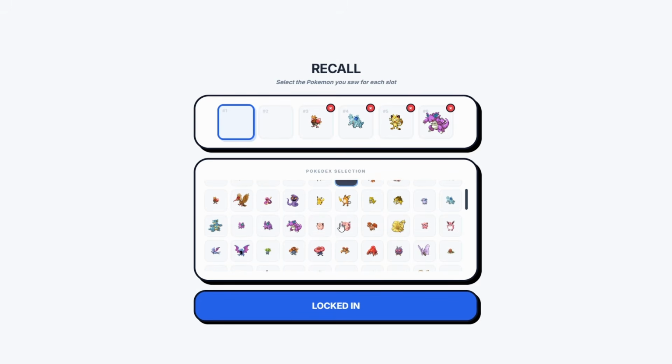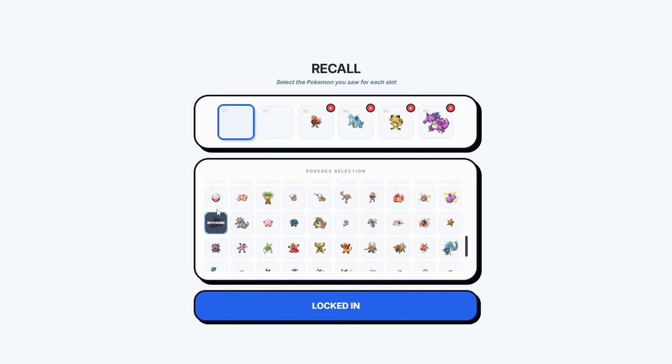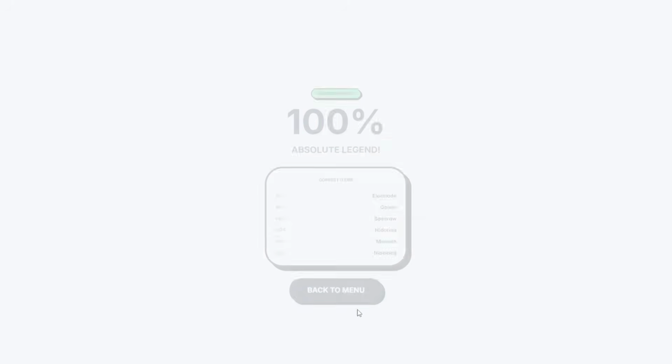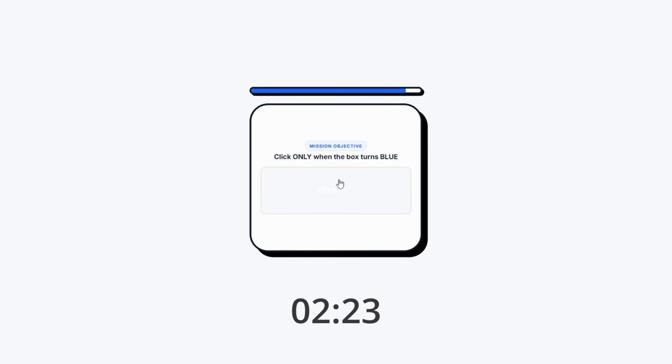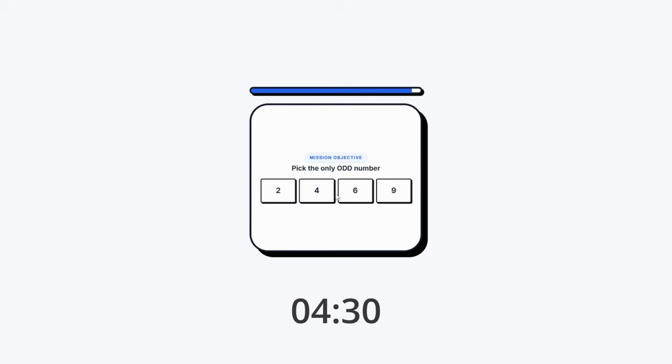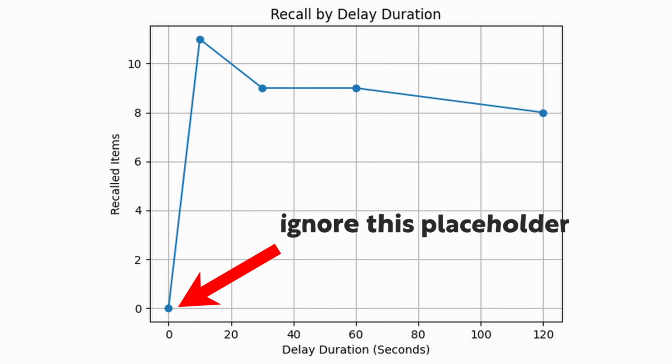So that's Electrode, Golem. Oh! Yes! Delay duration was the next variable I tested, which is how long the distractions were. This one didn't affect recall as much.